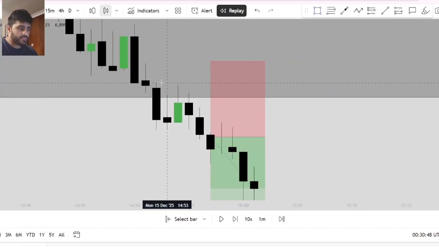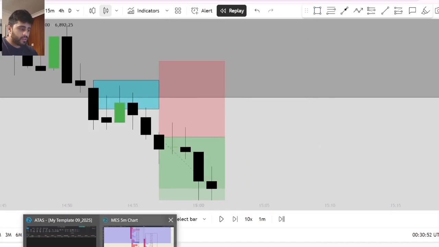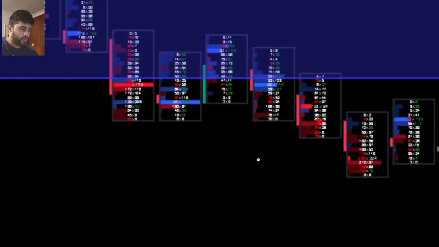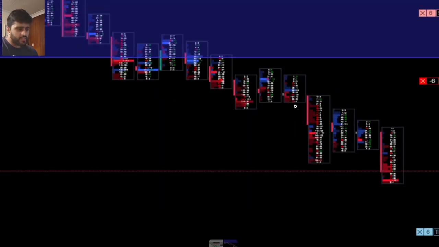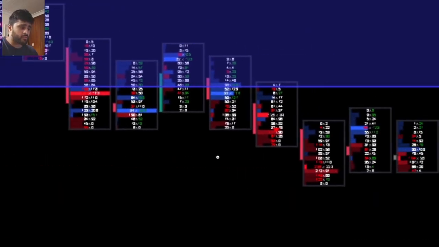Now, the retest is very important. So this region, right? Let's break this down. So if we go here now, what we can see, this is my execution. So risking about 225 to make just over 500. So not a bad risk to reward.